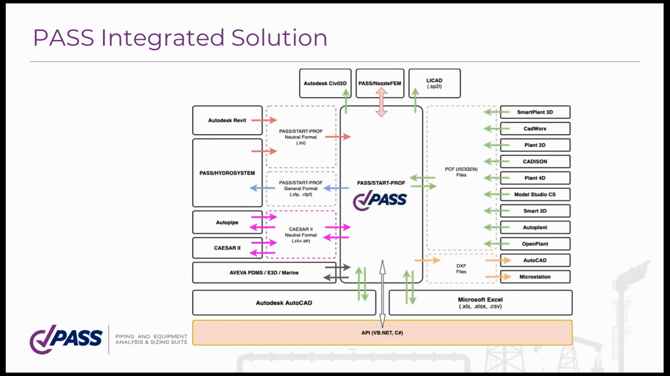And here you see the diagram of the import and export capabilities of START-PROF. It can interact with almost all piping design, piping modeling software that you can see here. Some of them are supported using the PCF file. With some of them, we have direct integration, for example, Autodesk Revit, AVEVA E3D, PDMS, Civil 3D. The direct import and export features are much more advanced than using PCF file, because PCF file doesn't contain a lot of important information, but direct integration allows transferring that information into START-PROF. It's much more advanced. And also we have integration with LICAT, PAS Nozzle FEM, PAS Hydro System, Autodesk AutoCAD, Microsoft Excel, AutoPIPE, Caesar tool.